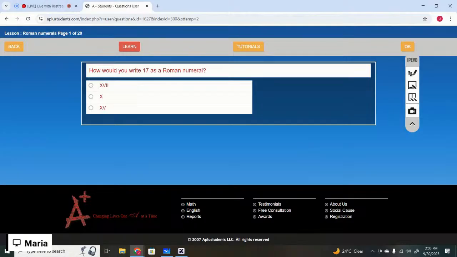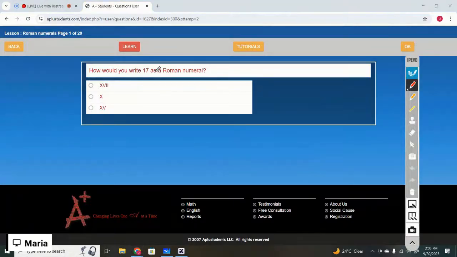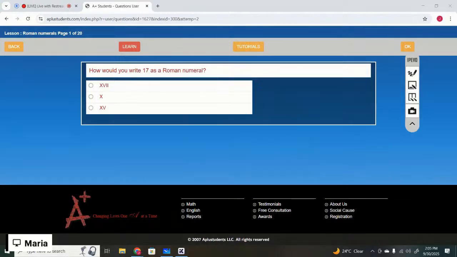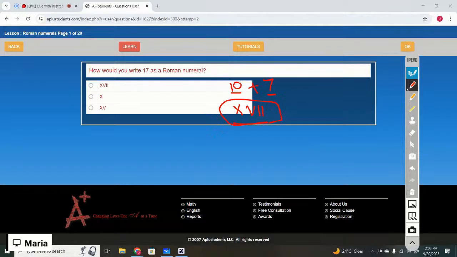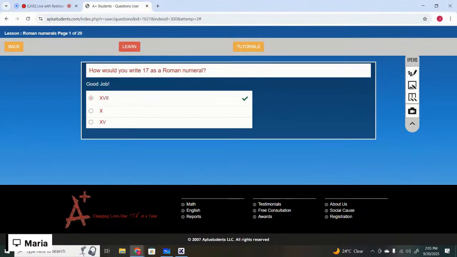How would you write 17 as a Roman numeral? So 17, let's just break down 17, right? We can write 17 as 10 plus 7. So X represents 10, and 7 we can write as V, I, I. That is how we write 17. Option 1 is the correct option.